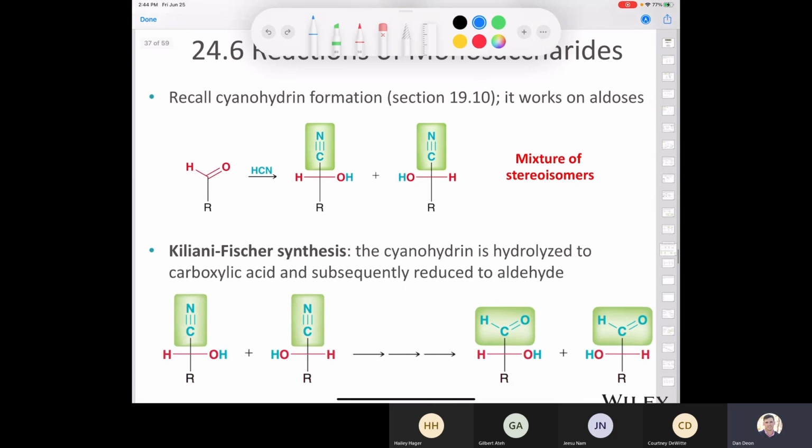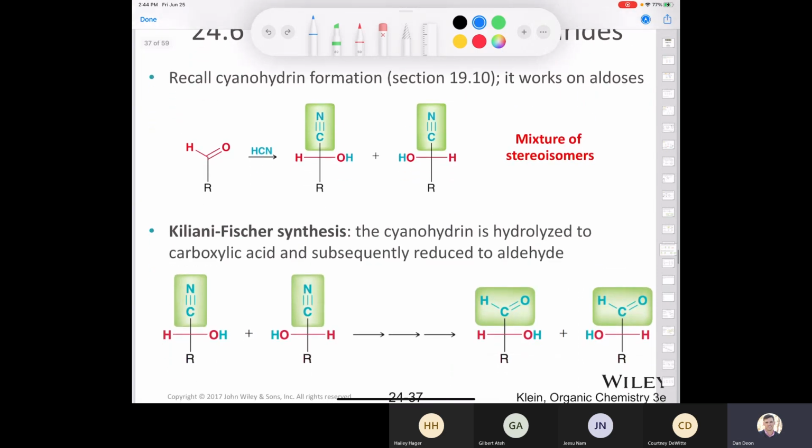Another really neat reaction of monosaccharides is the Kiliani-Fischer synthesis. You remember that earlier on we talked about cyanohydrin formation. If you take an aldehyde or a ketone, you can treat it with HCN and you end up with a cyanohydrin, and that's what these are right here, okay? These are cyanohydrins. Well, of course, the nucleophile, the cyanide, is going to come in and attack from either face of the molecule. So it can either attack from here or from here because that carbon is sp3 hybridized. And so you end up with a mixture of stereoisomers.